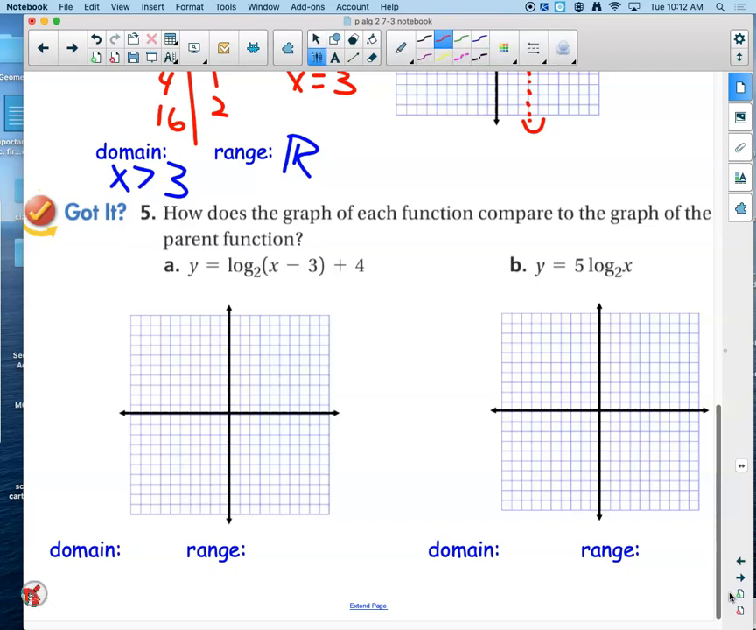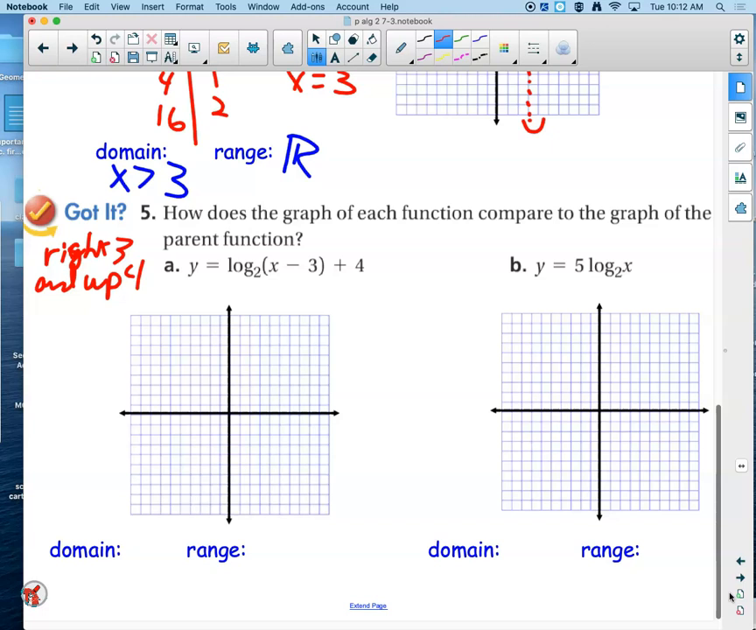How does the graph of each function compare to the graph of the parent function? Well, let's talk about that one right away. So take a look at this one. Oh, this is kind of silly. What's the only change from this one and the last one we just did? Yeah, I wish they would have done something a little bit creative here, but we're still going right 3 and up 4.